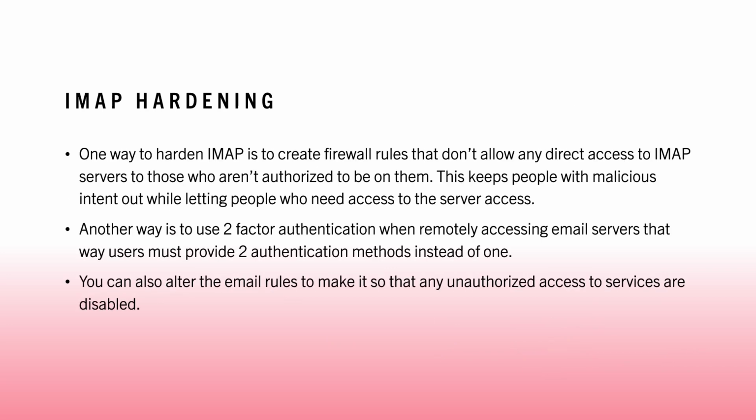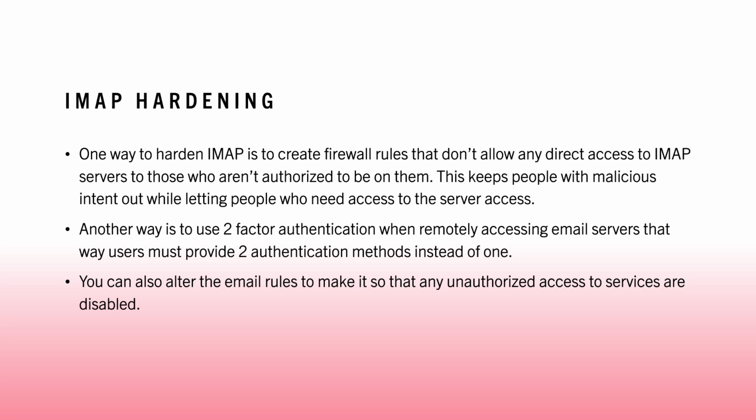IMAP hardening. One way to harden IMAP is to create firewall rules that don't allow any direct access to IMAP servers to those who aren't authorized to be on them. This keeps people with a malicious intent out by letting people who need access to the server access.